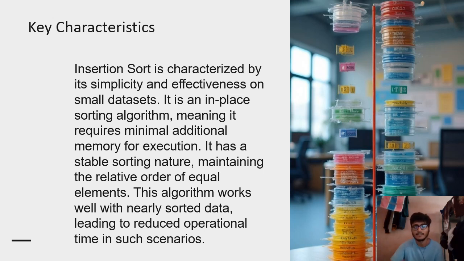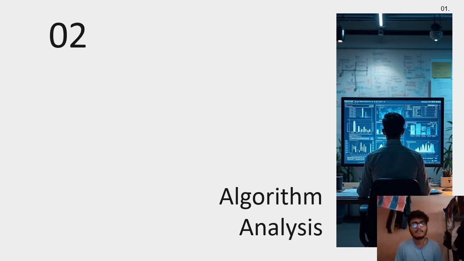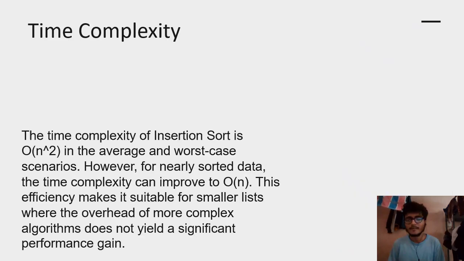Now, as you all know, insertion sort is basically a decrease and conquer sorting technique. So now we will analyze the algorithm based on its time and space. Time complexity is basically the total time used in computing the algorithm, and space complexity is the total space required to compute the algorithm.